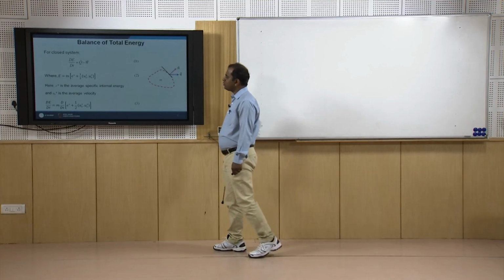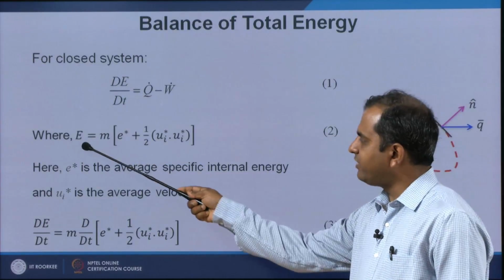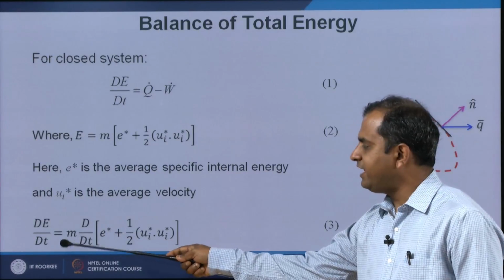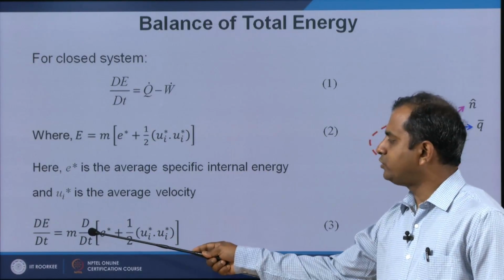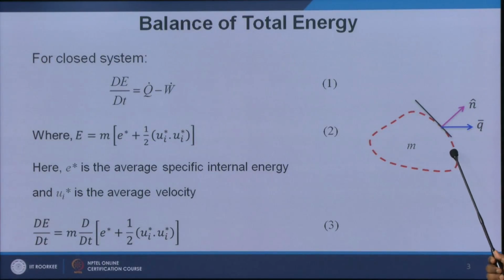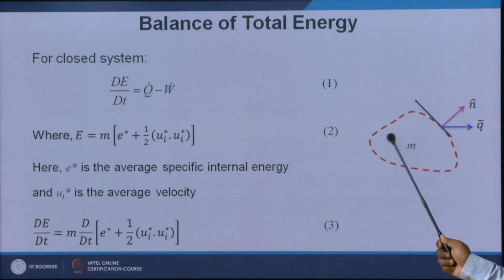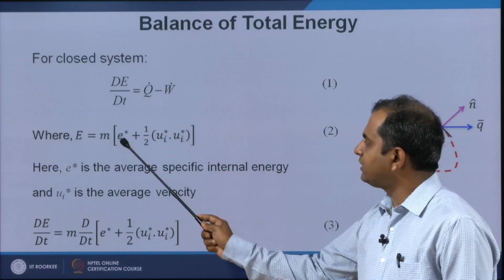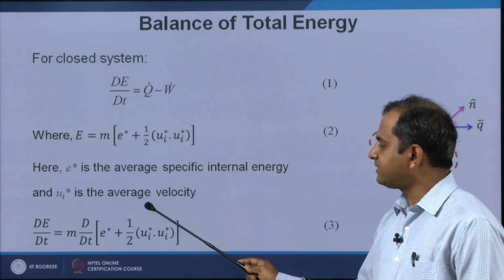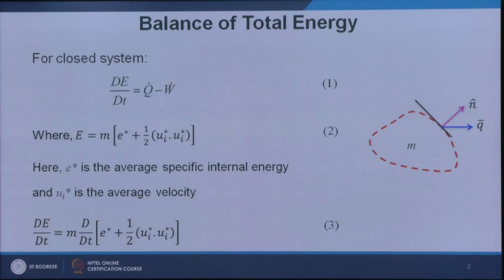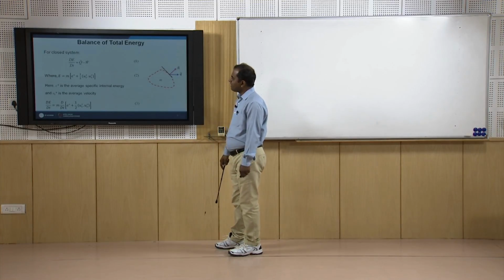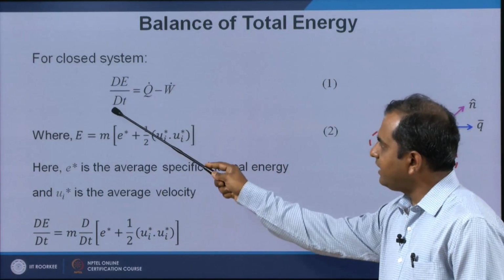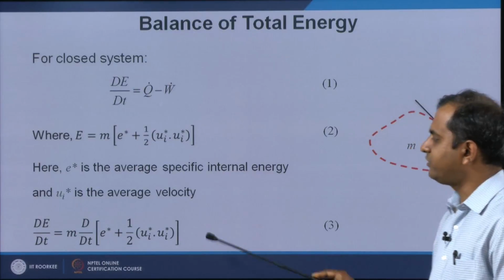Next, if you take the temporal derivative, or derivative with respect to time, of this term E, you will get dE/dt equals m times d/dt. Mass is not going to change for this control system, so m comes out and d/dt remains over the term inside the brace: e star plus half of ui star into ui star. So, here we have found the balance of energies in a closed system, and the energy in storage we have found in this fashion.